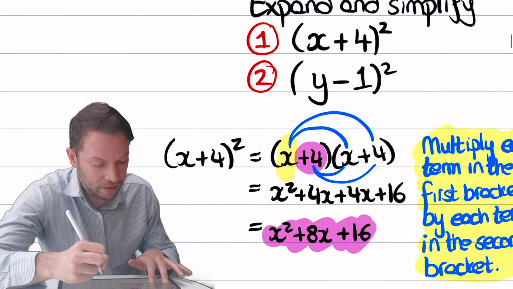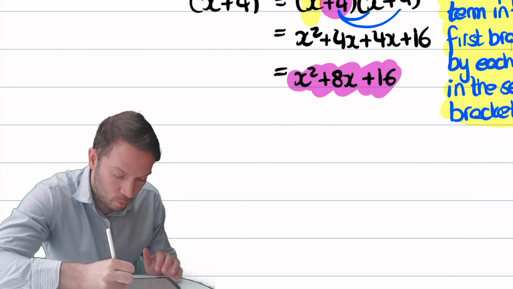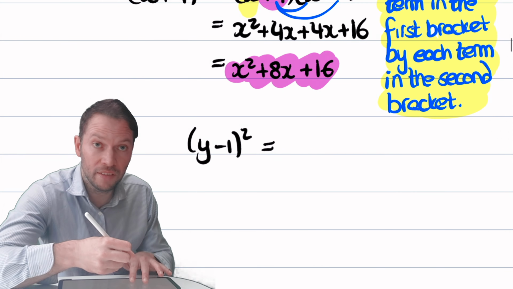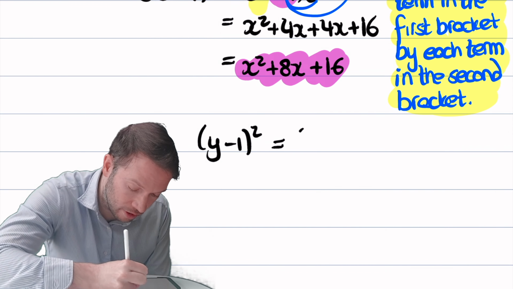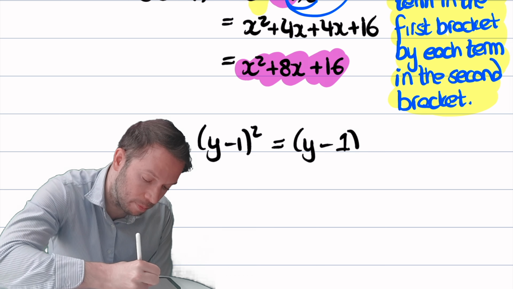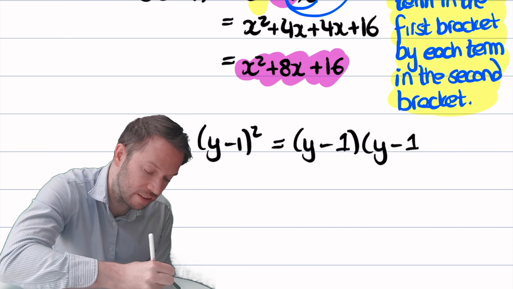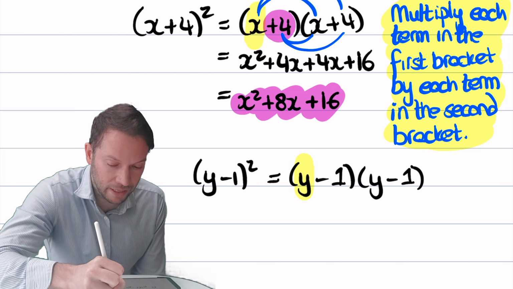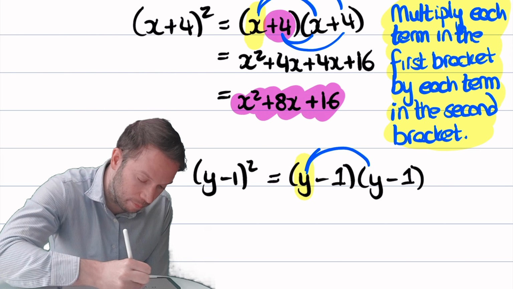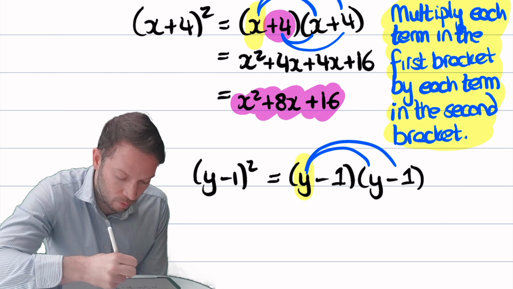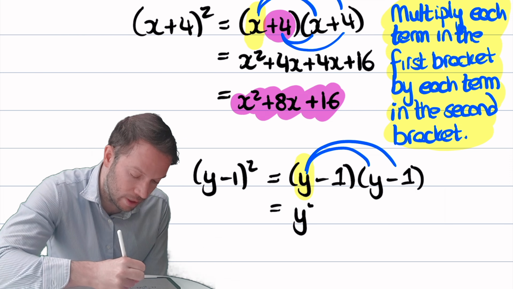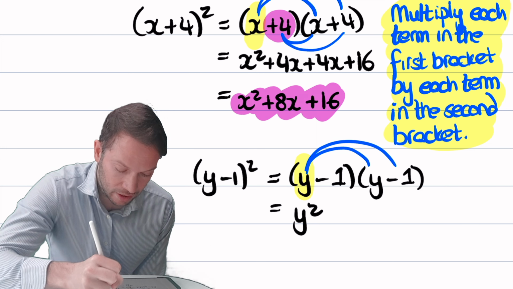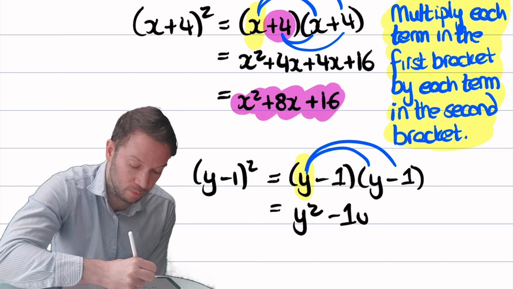We've got (y − 1)². So let's do that. (y − 1)². And anything squared just means that thing times itself. So it means the (y − 1) multiplied by itself. And then we can expand out the brackets in the same way. So we do the first thing in the first bracket multiplied by each thing in the second bracket. So we do the y times the y, which is y squared. And we do the y times the minus 1, which is minus 1y, or just minus y if you prefer.